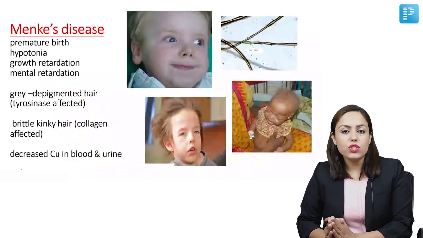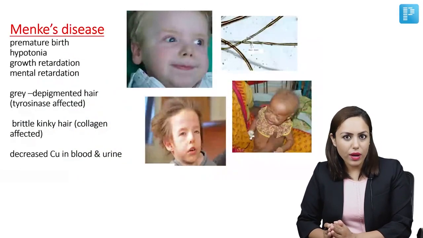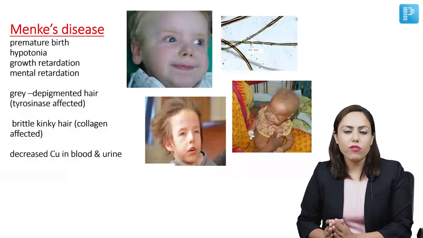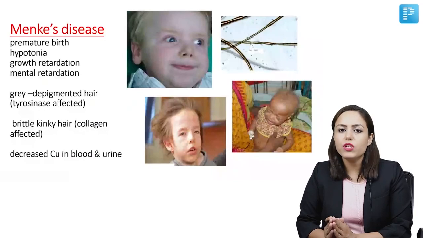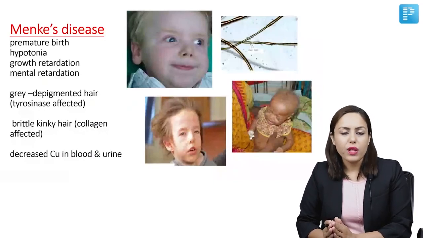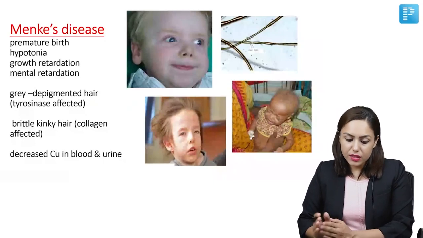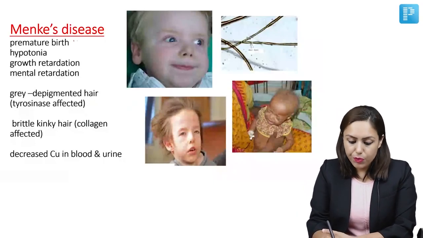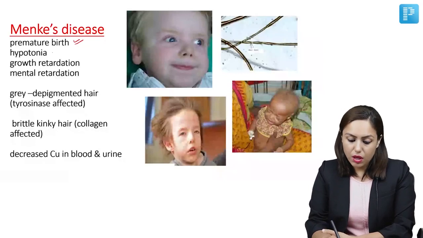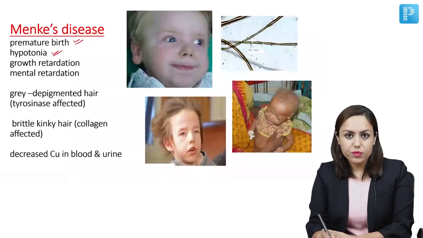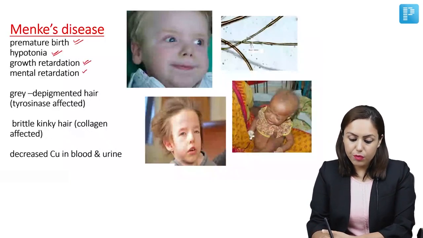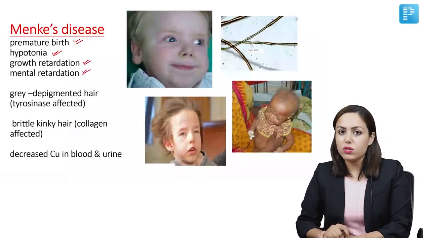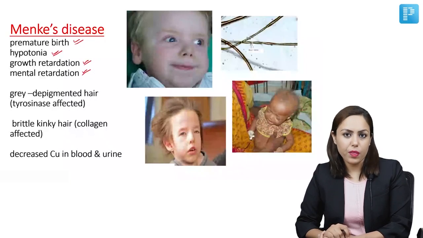Then let's do these two diseases in detail one by one, and here in this video I will be showing you many images which will help you in solving image-based questions. So first let's take the details of Menkes disease. In this, the signs and symptoms are premature birth, hypotonia, growth retardation, and mental retardation also occurs in these patients.